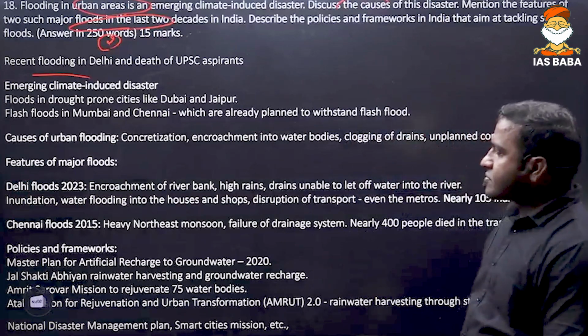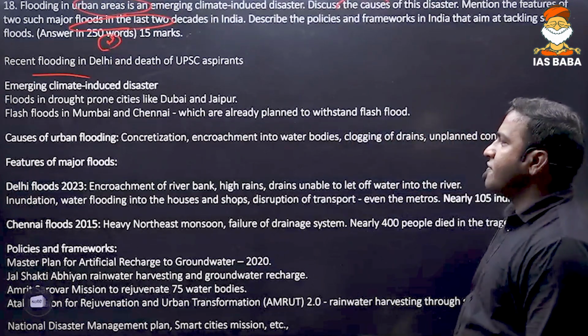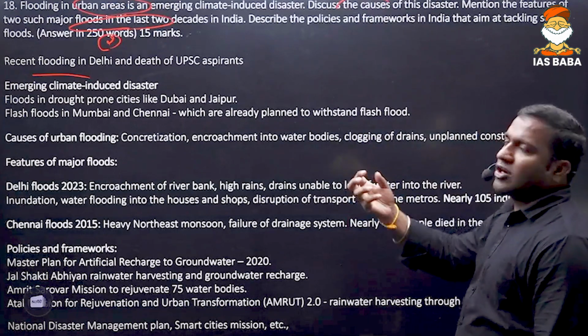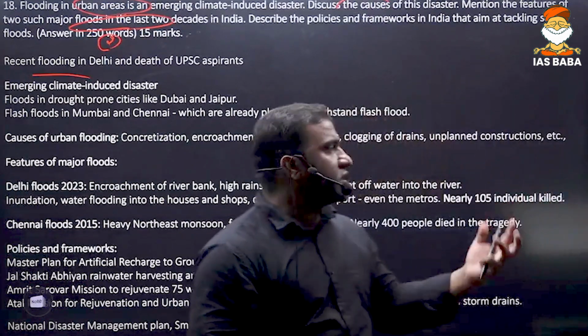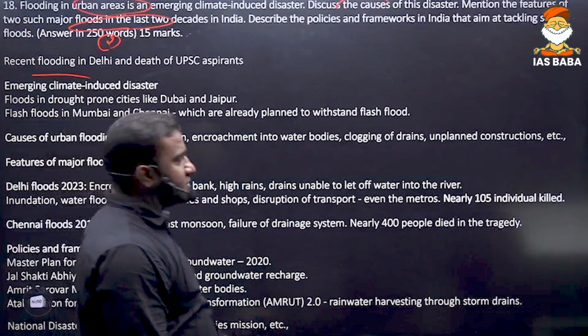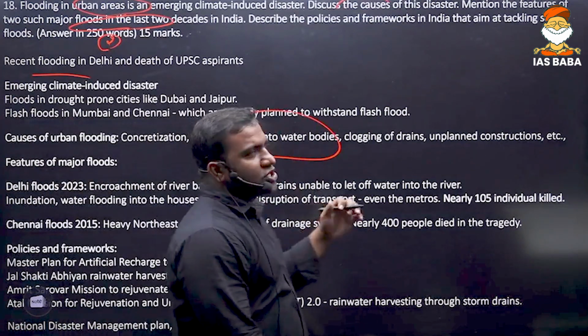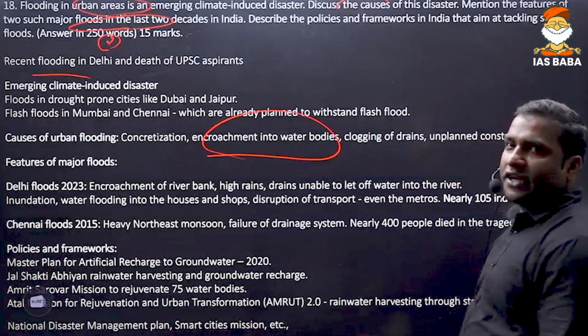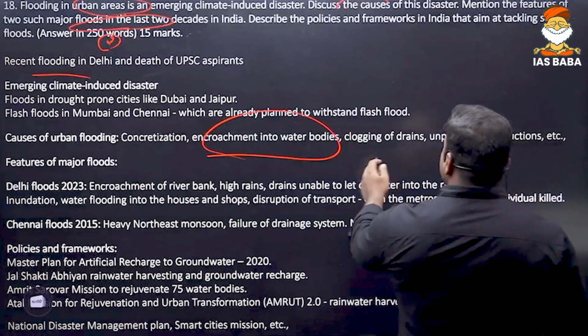Then causes of urban flooding. Now what are the causes? Concretization, water is not sinking down, and encroachment into water bodies. You are encroaching into ponds and other things. Then clogging of drains, clogging of drainages.